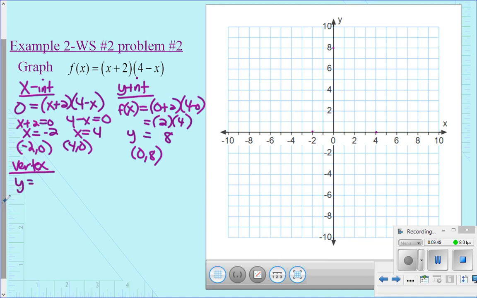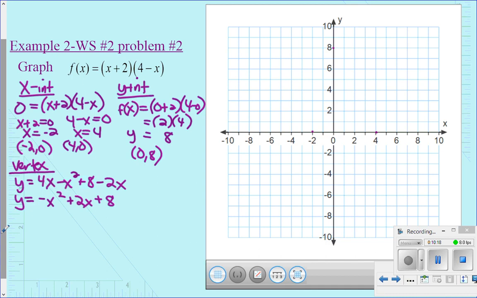So when I multiply it out, first, outer, inner, last: 4 times x, 4x. Negative x times x, negative x squared. Inner, 2 times 4 is 8. And last, 2 times negative x, negative 2x. So combining like terms and reordering gives me negative x squared, 4x minus 2x is 2x, and plus 8. So now I have it in standard form, and now I'm going to get it into vertex form.